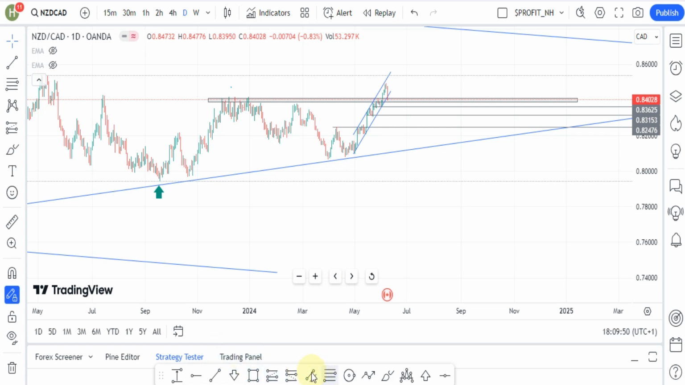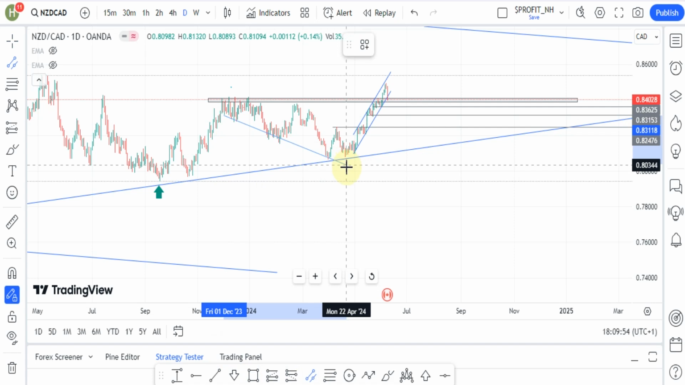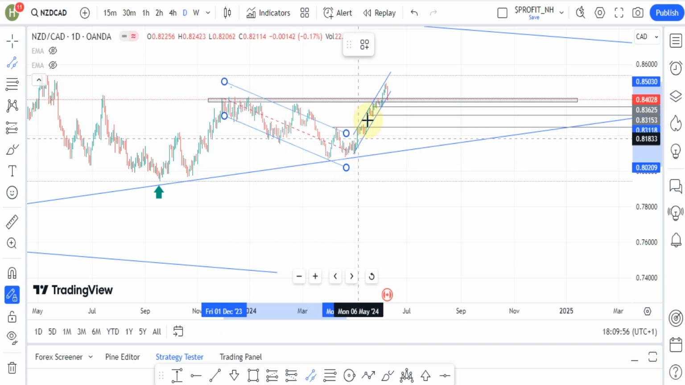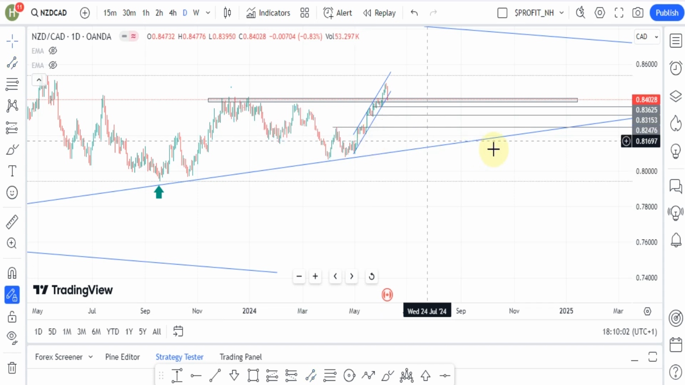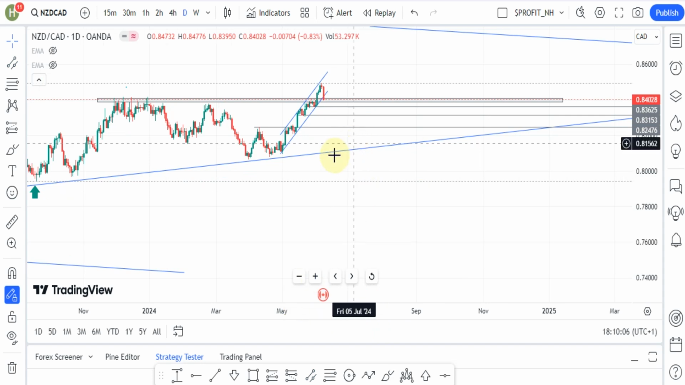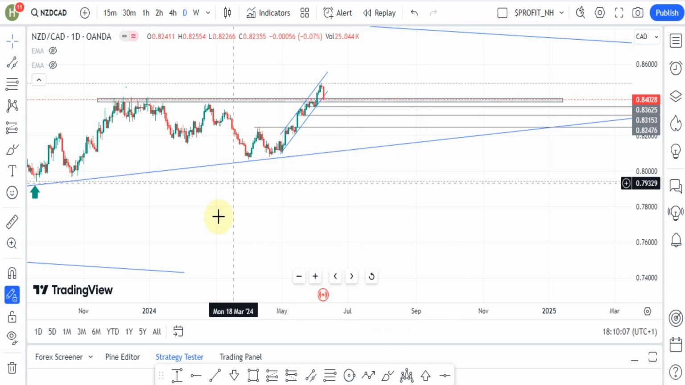There's this channel the market gave us at this point. So it broke above that one with that impulse move again. So right now what is happening is probably a correction, because at this point it gave us these three touches.